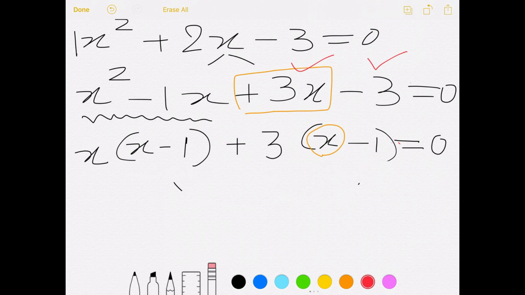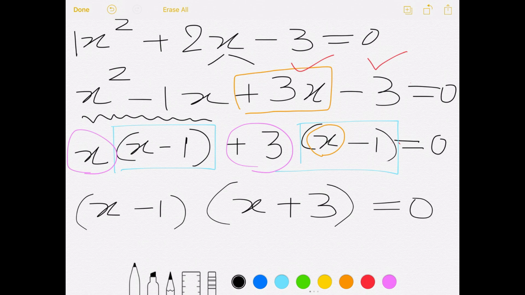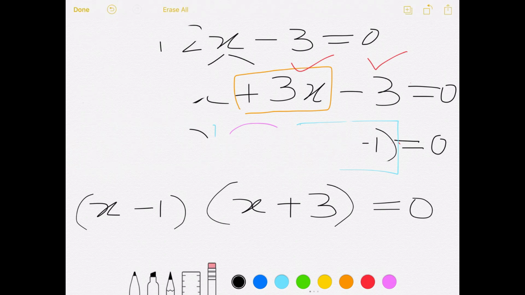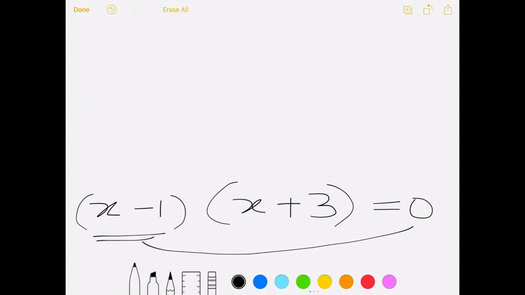The next step, whatever is in common brackets, x minus 1, that bracket one time, x minus 1, and whatever is remaining, that is x and plus 3 in the second bracket, x plus 3 equals 0. These are the factors of the given equation. Now if you want to find the solution or the roots, then you have to go one step further. You have to compare the values with the RHS, that is 0. Either x minus 1 can be equal to 0 or x plus 3 can be equal to 0.